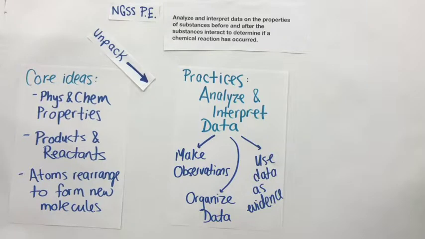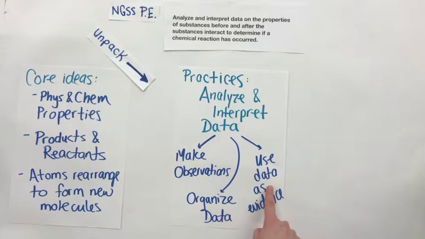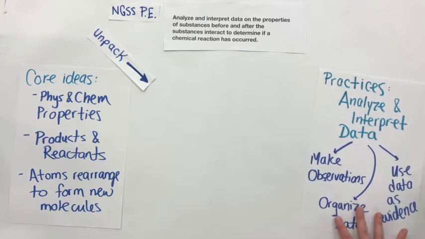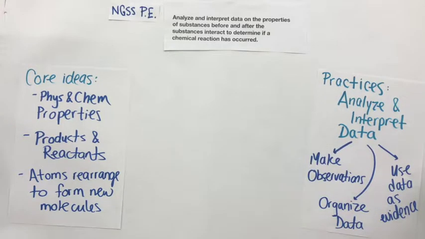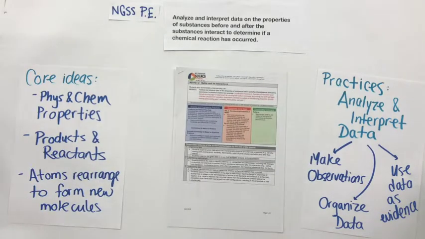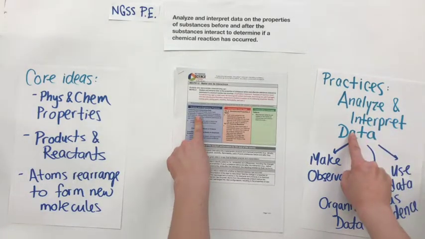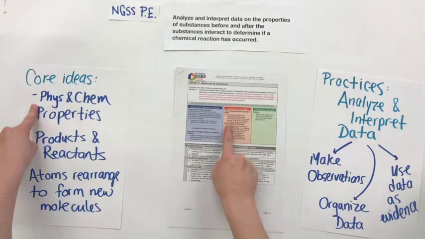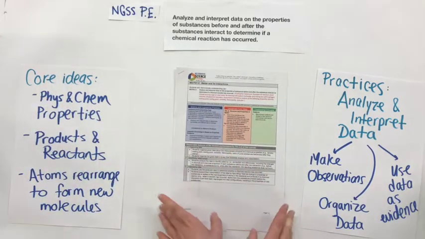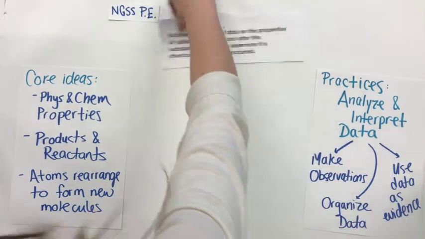Then we also have the practices. The practices can be further broken down into 3 sub-practices here: making observations, organizing data, and then using data as evidence. So now we've unpacked our performance expectation, and just as a reminder, if you're new to NGSS, these come directly from these overall summaries, which can be found on the NGSS website.